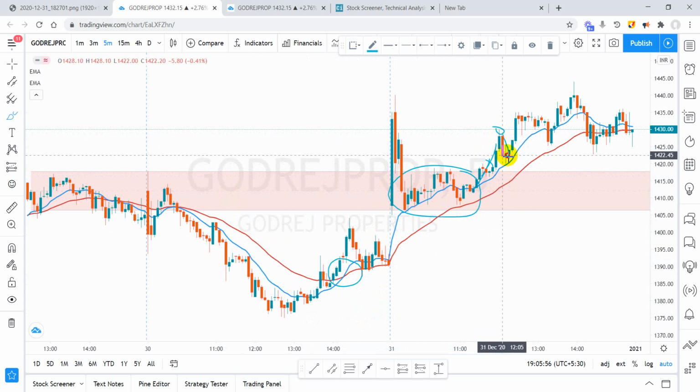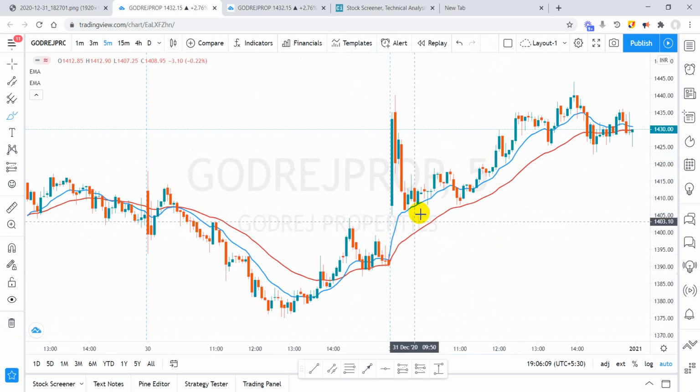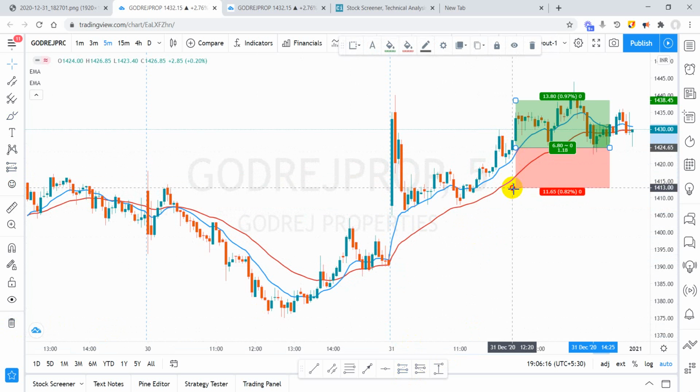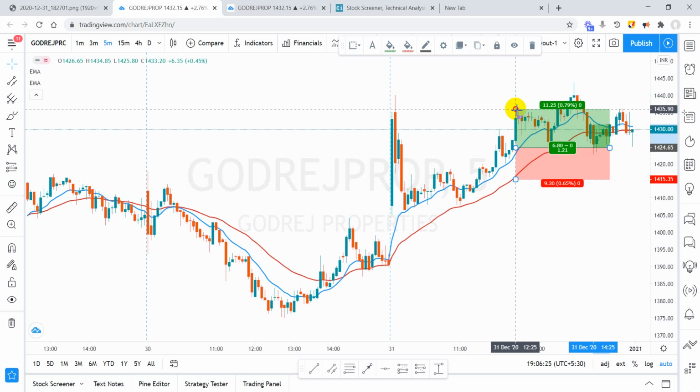Let it retrace and make sure that we are actually holding the supports with the help of moving averages over here. So both of my moving averages are holding as a support. This will be my entry candle over here, and I'll go long on this candle with a stop loss just below my 34 period moving average.